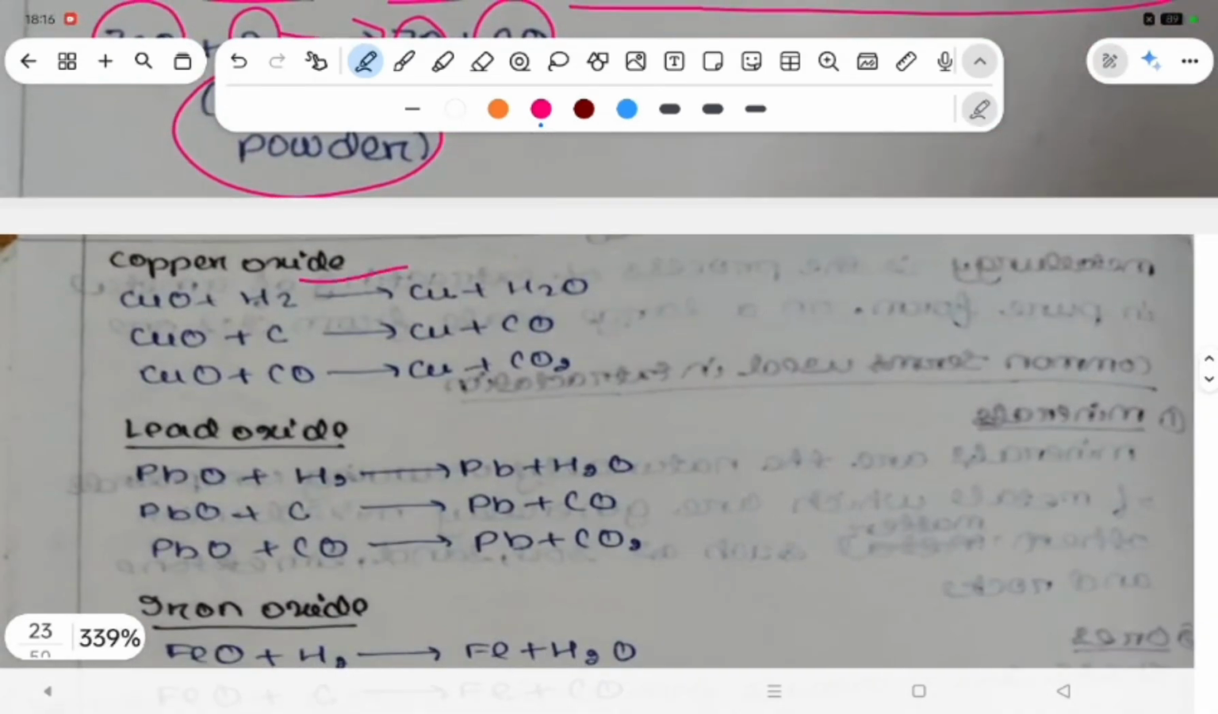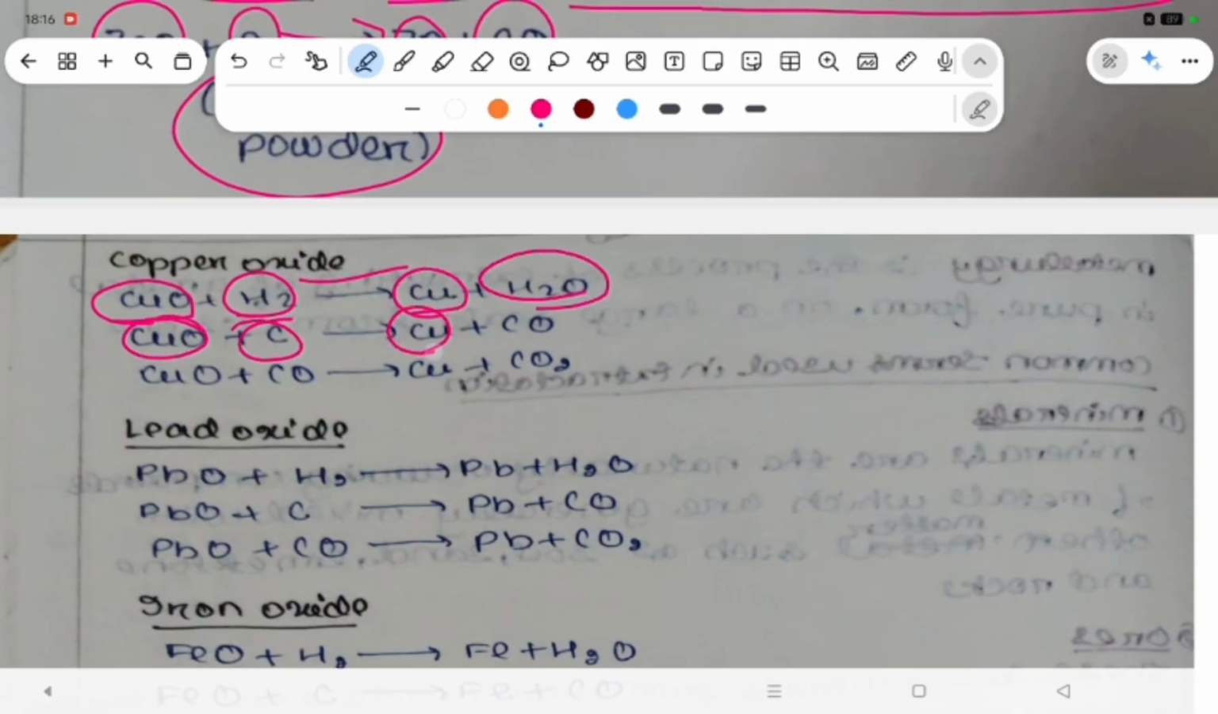Copper oxide: CuO plus H2 gives copper and water. CuO plus carbon gives copper and carbon monoxide. CuO plus carbon monoxide gives copper and carbon dioxide.